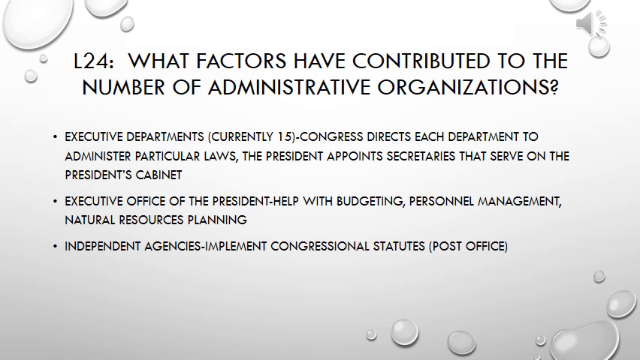The EOP, Executive Office of the President, helps with budgeting, personnel management, and natural resources planning as well. When it comes to the budgeting part, there's an office in the President called the OMB, the Office of Management and Budget. The OMB director is under the advice and consent of the Senate as well, and has to be confirmed. They're the ones who are basically proposing the budget to be approved by Congress. Again, Congress has the power of the purse. The President just cannot go out and spend whatever he wants to spend money on. He has to propose a budget to Congress, and Congress has to approve that budget and then allocate that money. We also have independent agencies, and they implement congressional statutes, like the post office.